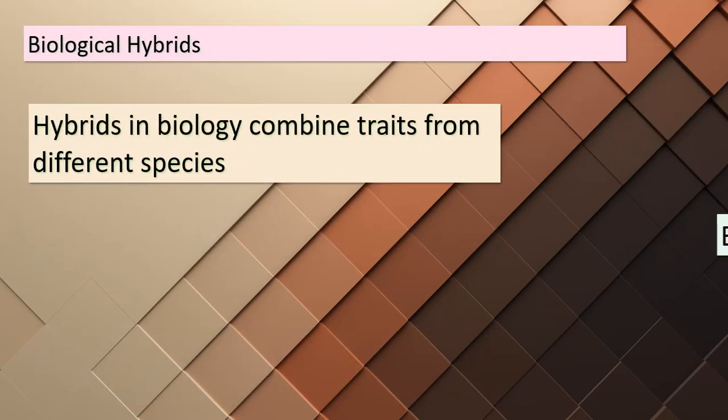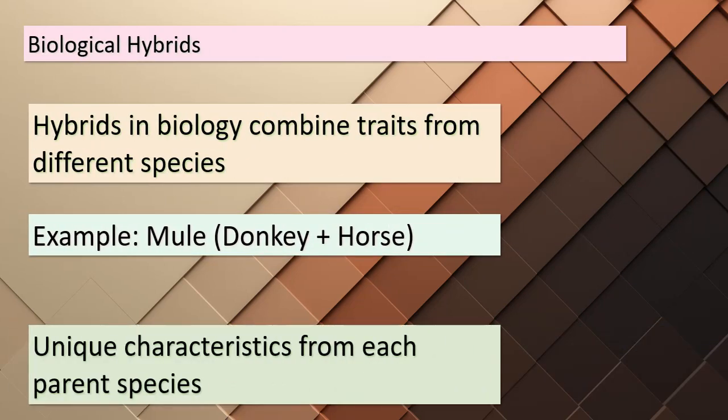Brilliant minds, let's continue our journey through hybridization. In the realm of biology, hybrids are truly remarkable. Imagine traits from two different species coming together to form an entity with unique characteristics. One famous example is the mule, which is a cross between a donkey and a horse.